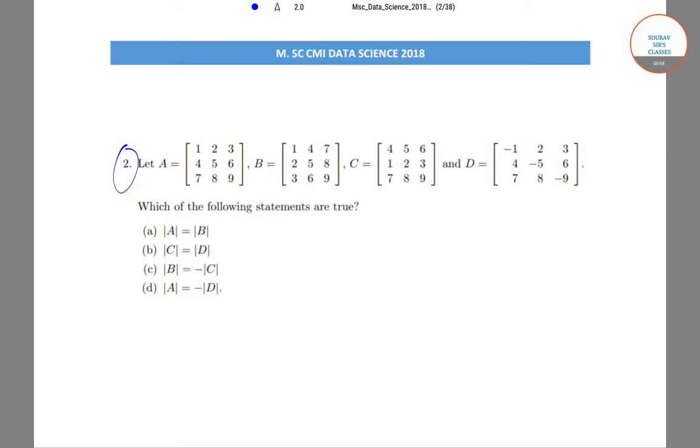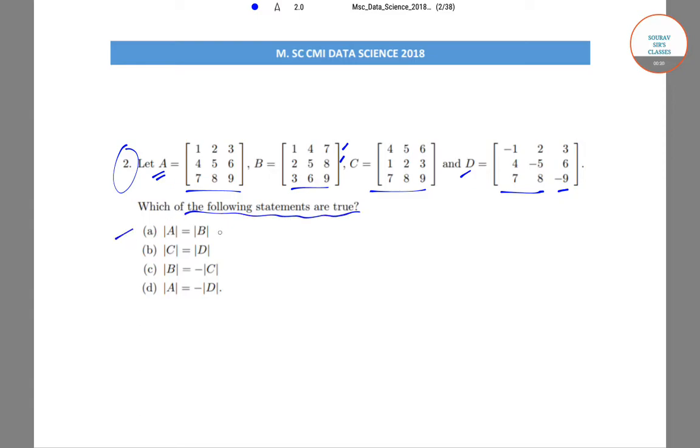Now in question number 2 it has been said that let A be the matrix 1, 2, 3, 4, 5, 6 and 7, 8, 9, B be the matrix 1, 4, 7, 2, 5, 8 and 3, 6, 9, and C be the matrix 4, 5, 6, 1, 2, 3, 7, 8, 9, and D be the matrix minus 1, 2, 3, 4, minus 5, 6 and 7, 8 and minus 9. And we have to find out which of the following statements are true.